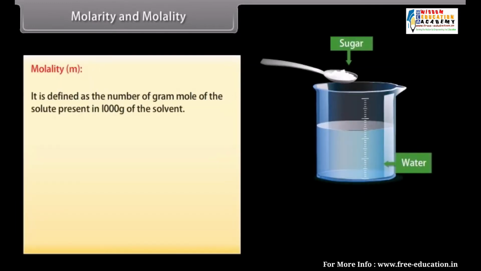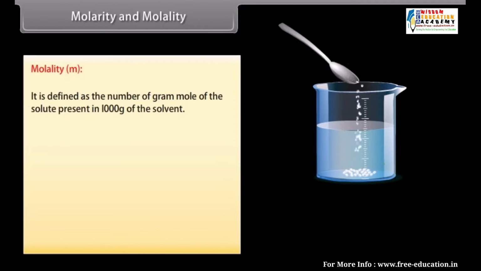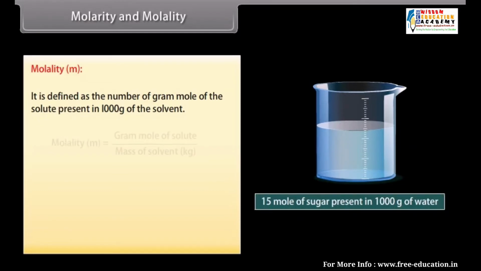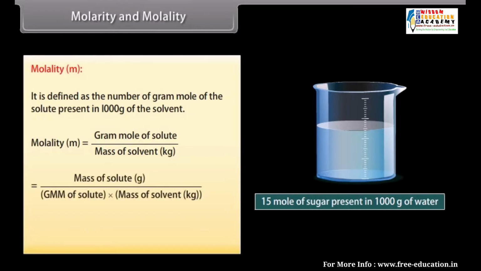Molality. It is defined as the number of gram moles of the solute present in 1000 grams of the solvent. It is represented by small m. Mathematically, molality is represented by small m is equal to Wb in grams divided by the product of gram mole mass of B and Wa in kilogram.